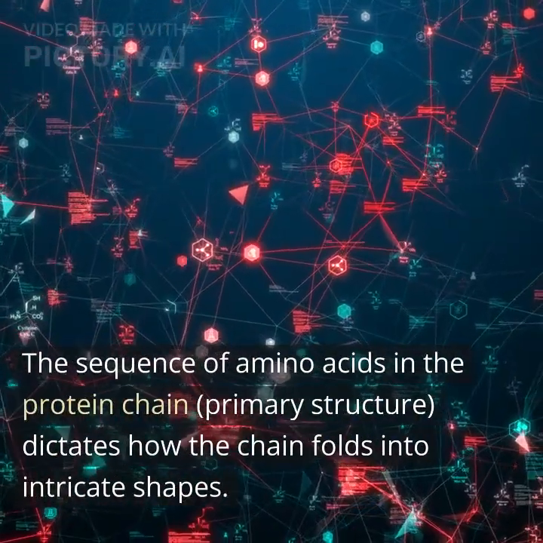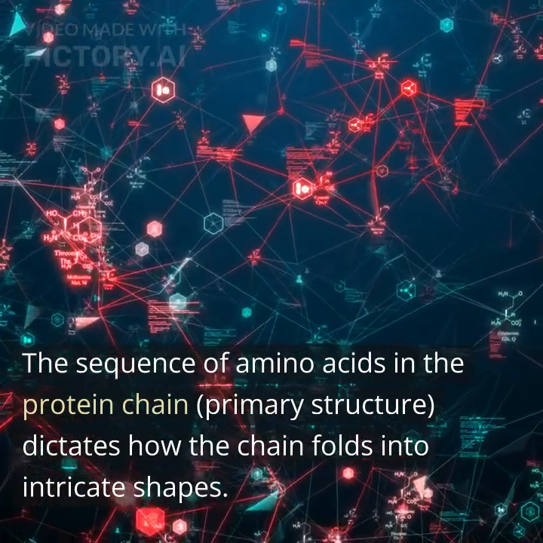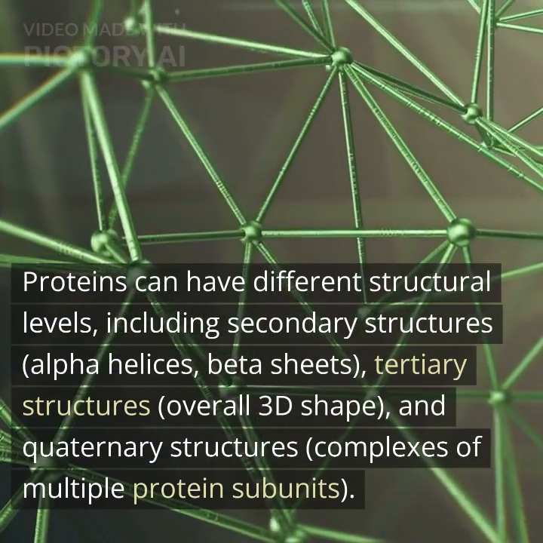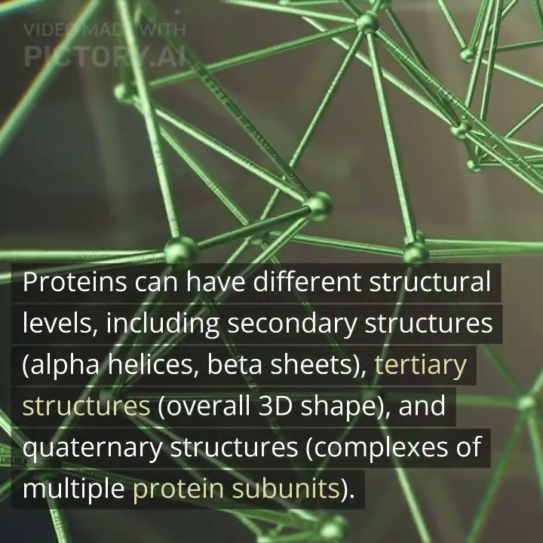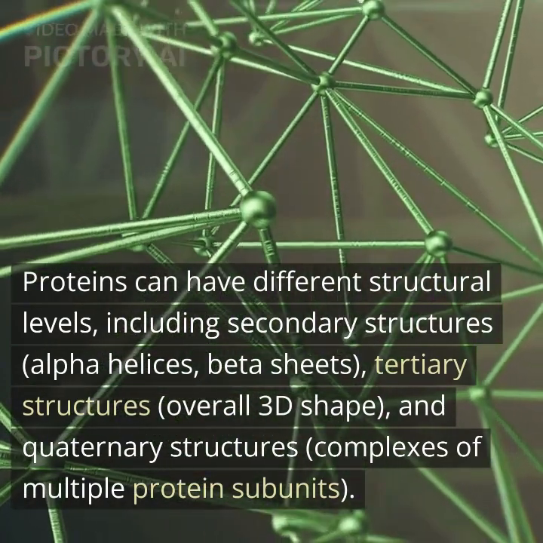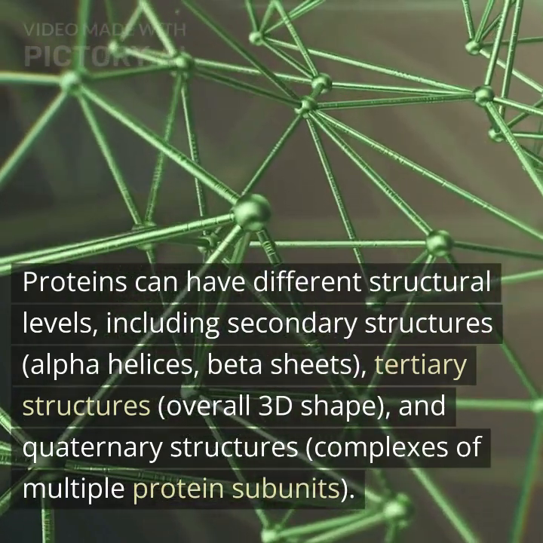The sequence of amino acids in the protein chain, the primary structure, dictates how the chain folds into intricate shapes. Proteins can have different structural levels, including secondary structures, alpha helices and beta sheets, tertiary structures, the overall 3D shape, and quaternary structures, complexes of multiple protein subunits.